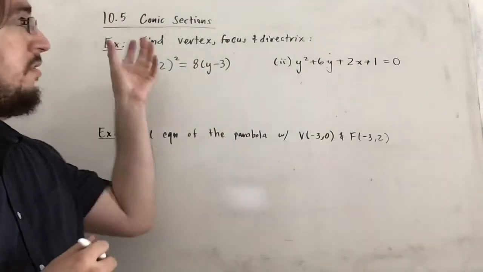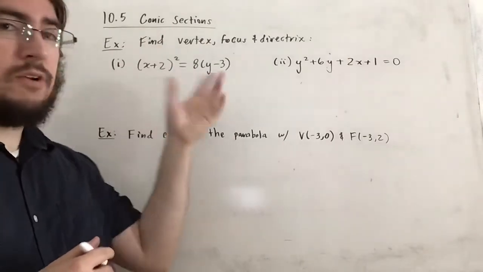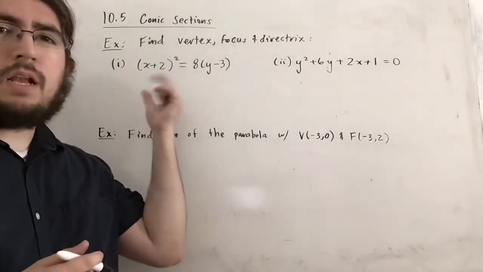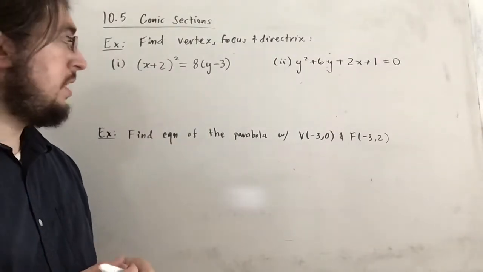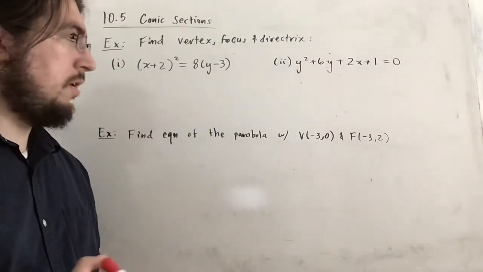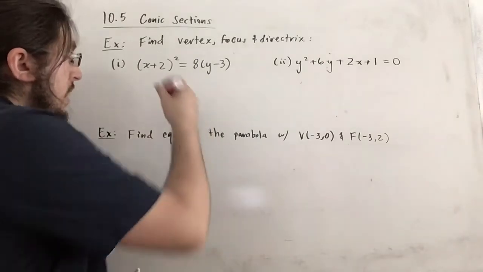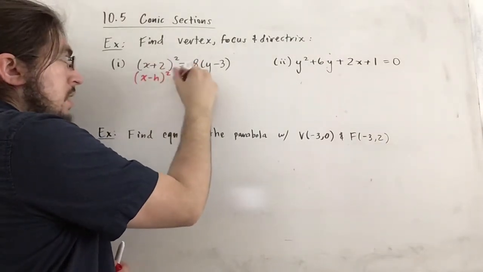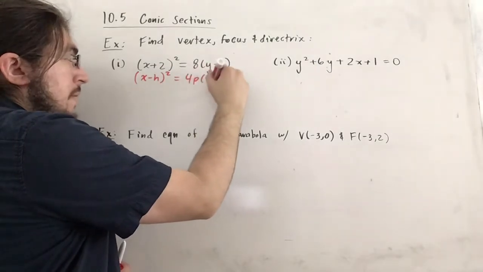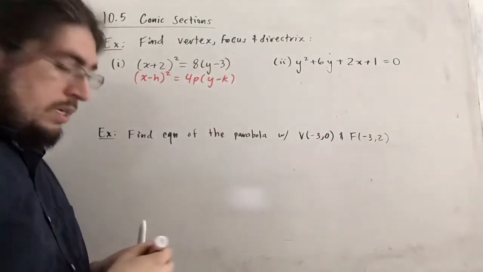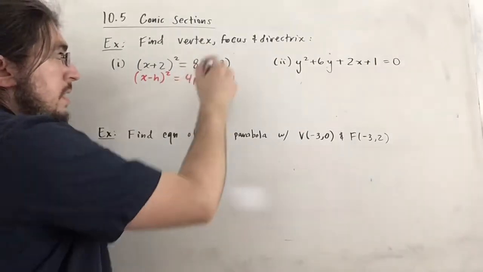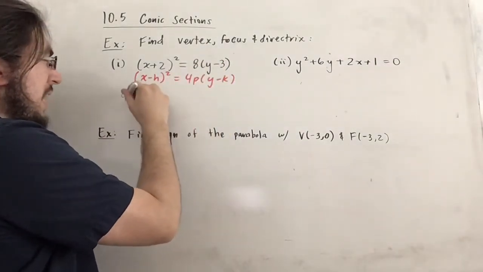So we're asked to find the vertex, focus, and directrix for each of these equations. For this one, it becomes a little obvious because it's in the form we want it to be. So if you just recall the equation that it best fits, it's of the form x minus h squared equals 4p times y minus k. So we can actually find p right away because we get 4p is equal to 8.